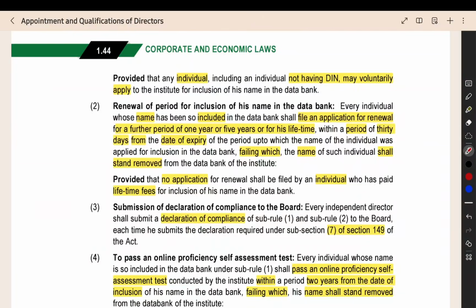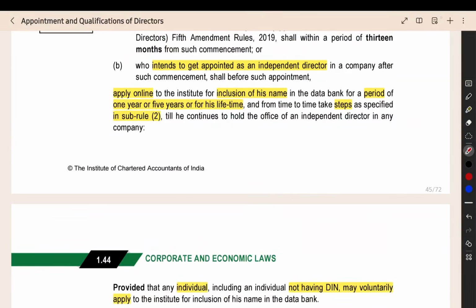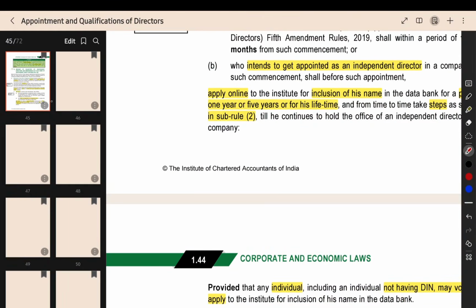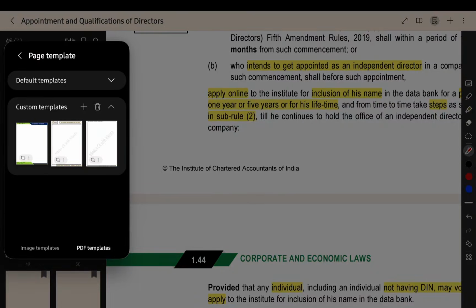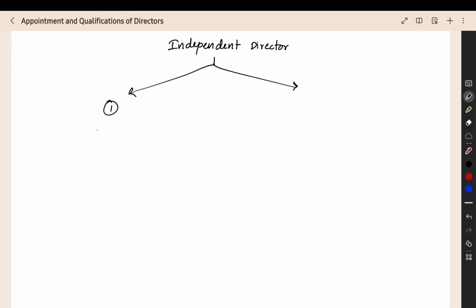Here if you see, when you are filing the application, there is a requirement for the test. So we can add one more page so that I will be able to write here. For independent director, we are having two methods. If you want to become an independent director, we are having two methods. Method 1 is through the exam, OPSAT, online proficiency self-assessment test. Second method is through experience.